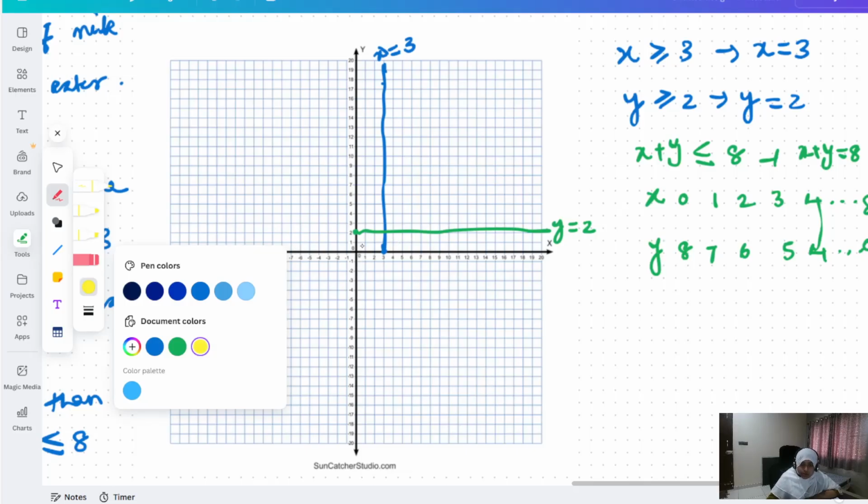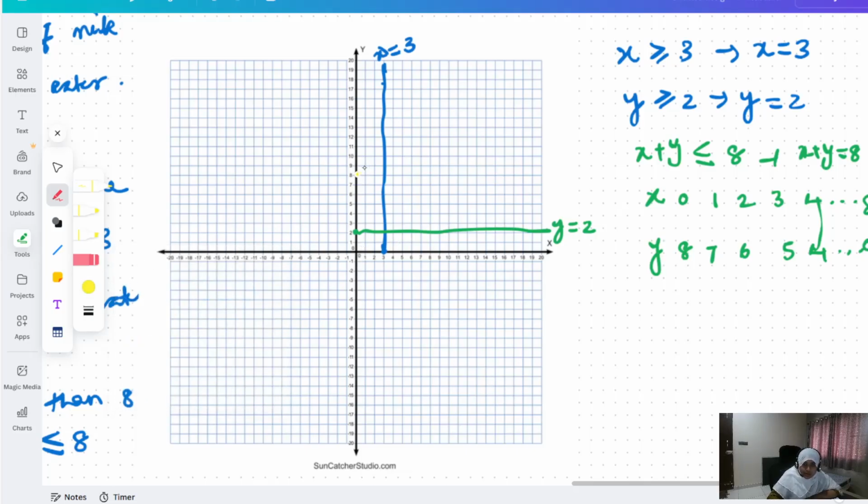So when x is 0, my y value is 8, and for 1, it is 7. For 2, it is 6. For 3, it is 5. For 4, it is 4. For 5, it is 3. For 6, it is 2. For 7, it is 1. And for 8, it is 0. So I get a line like this. So this yellow line represents x plus y is less than or equal to 8.